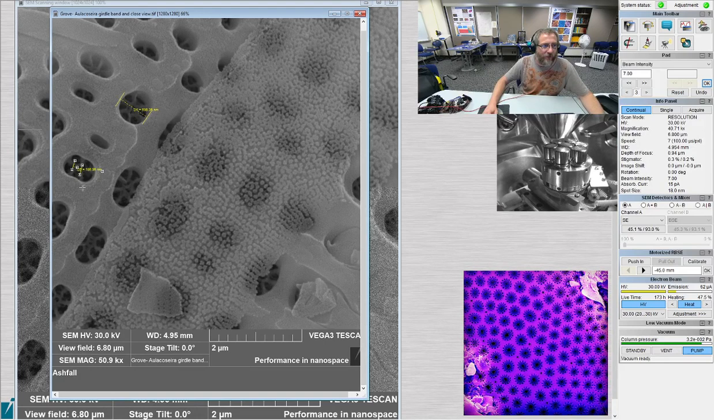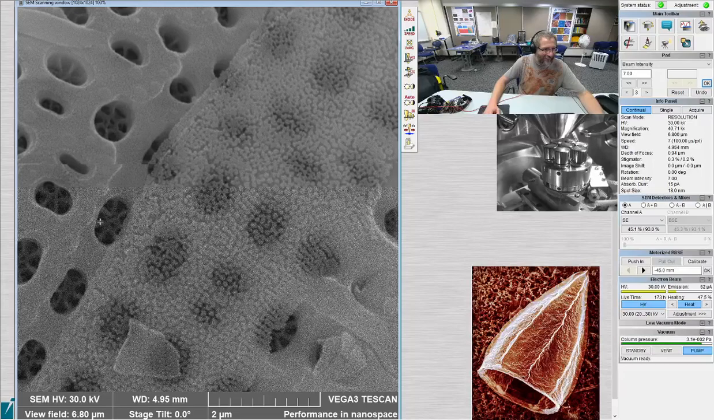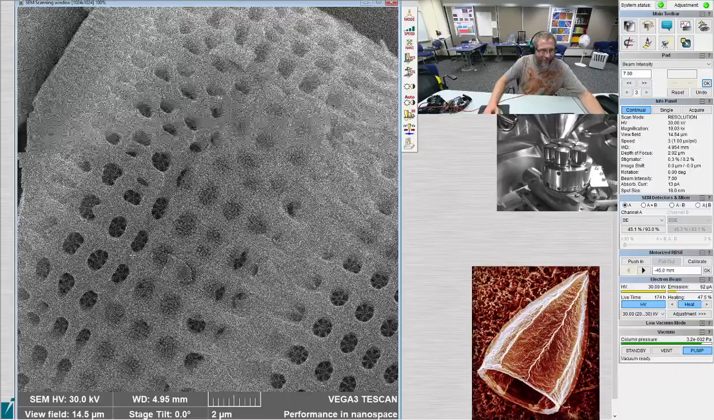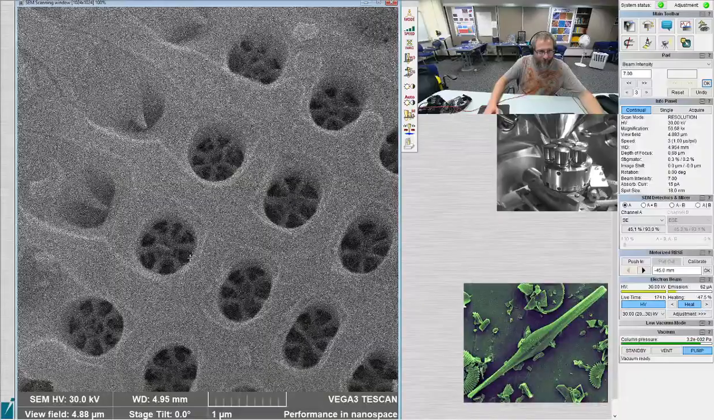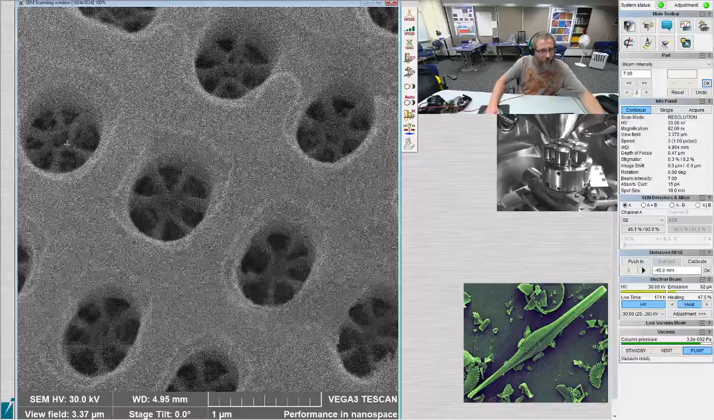Wow. Small. You're getting close to the point where that could legitimately filter out some molecules and not others. Right? Like a water molecule is a third of a nanometer, I think. Let's look inside this one. Those are wild.